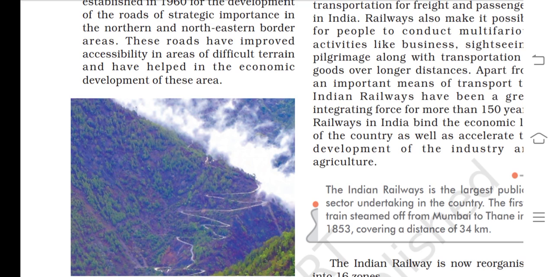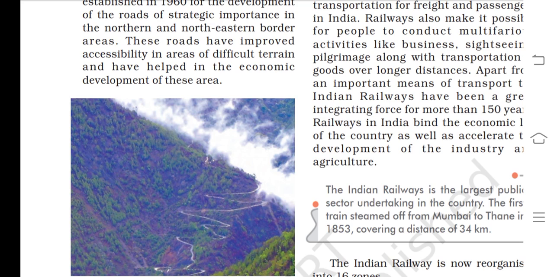Now we come to talk about the railways. Railways are much more appropriate than the roads, because railways can take many more passengers compared to the roads. The railways are the principal mode of transportation for goods and passengers in India.